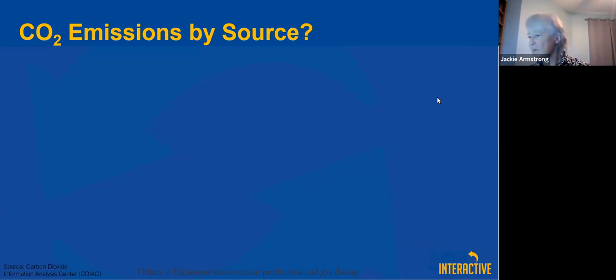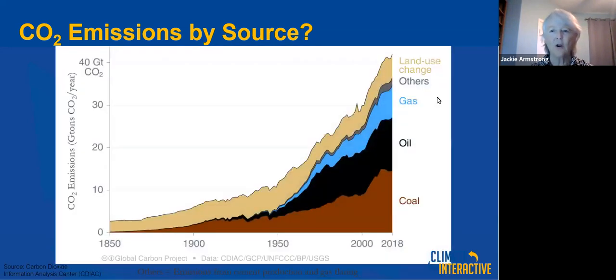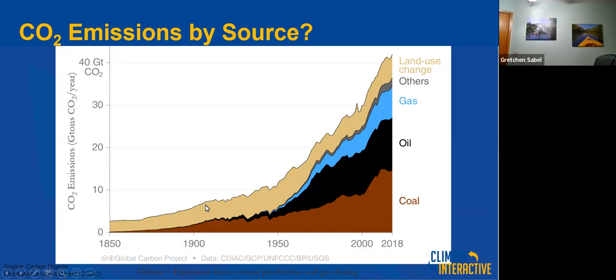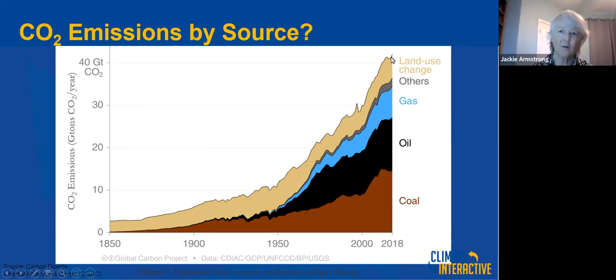Where are those CO2 emissions? We actually know where they're coming from. Largely fossil fuels. We've got coal in brown, oil in black, natural gas in blue, with the lion's share of our CO2 emissions. And then land use changes, as you can see, over the years since the Industrial Revolution, their contributions have not changed that much. In fact, arguably, they're just slightly lower now than they were years ago. So the big contributors are the fossil fuels.